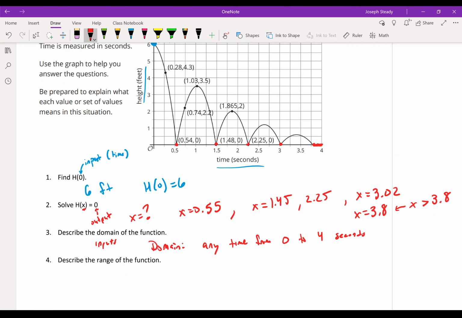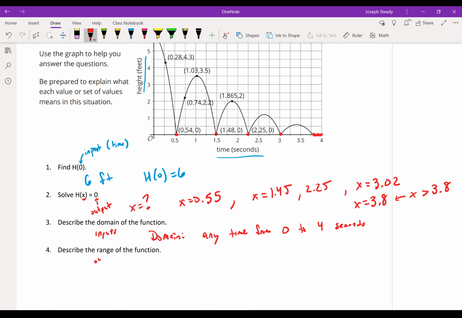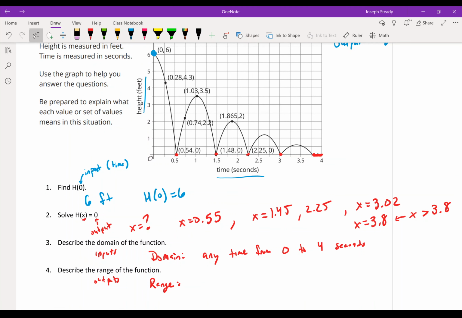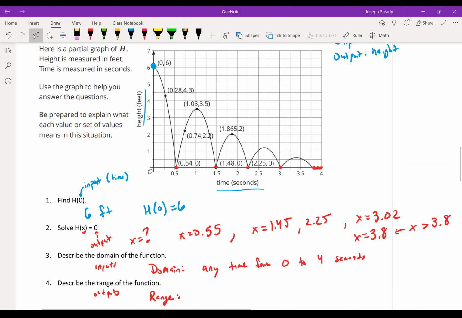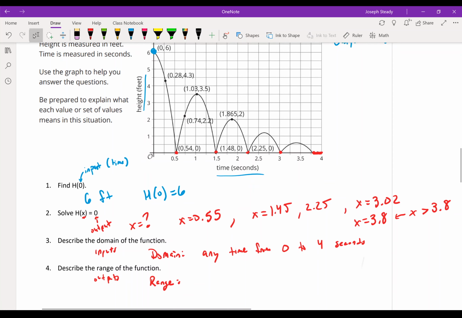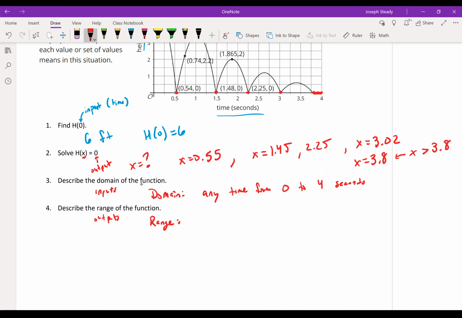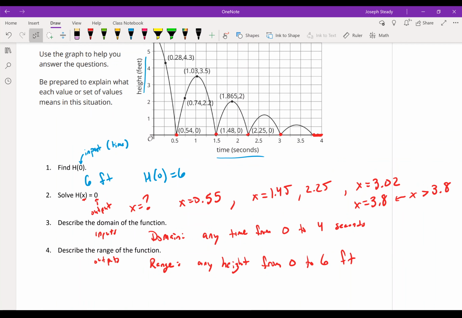seconds. And our range, remember this is our outputs. In this case, I want to see what's the lowest output I have and what's the highest output I have. So the lowest height I can possibly ever have is 0 feet. That's when it's on the ground. And the highest the tennis ball ever gets is up to 6 feet. So my range is any height from 0 to 6 feet. And now we've kind of gotten all of the info they're asking for from this graph.